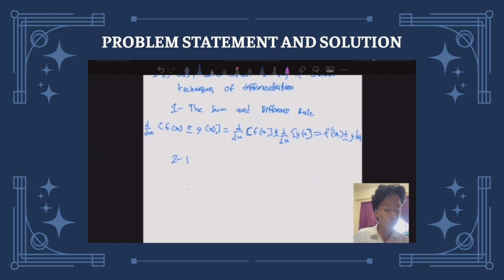Number 2 is the product rule. We use the product rule when we have two different functions multiplied together. So here is the formula that I already read. dy over dx equals u v prime plus v u prime. So here is the product rule.